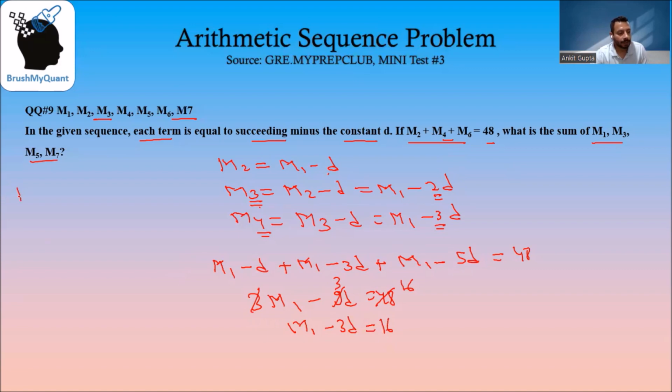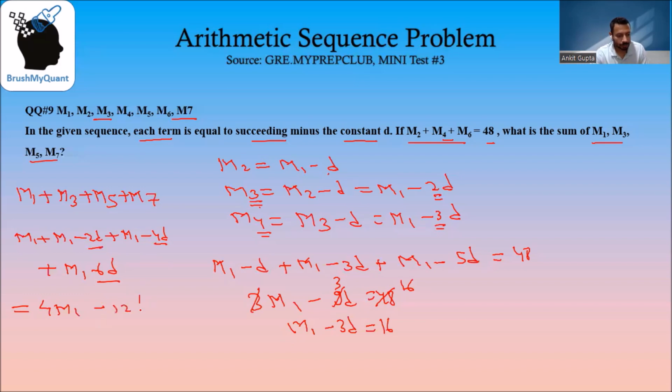Now let's see how we can rewrite M1 plus M3 plus M5 plus M7. So M1 becomes M1 itself, then M3 becomes M1 minus 2d, plus M5 becomes M1 minus 4d, plus M7 becomes M1 minus 6d. So this can be written as 4M1 minus, 2 plus 4 is 6, plus 6 is 12, so minus 12d, or 4 times M1 minus 3d.